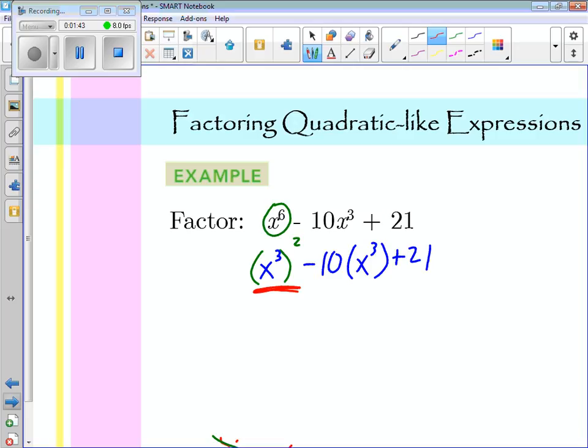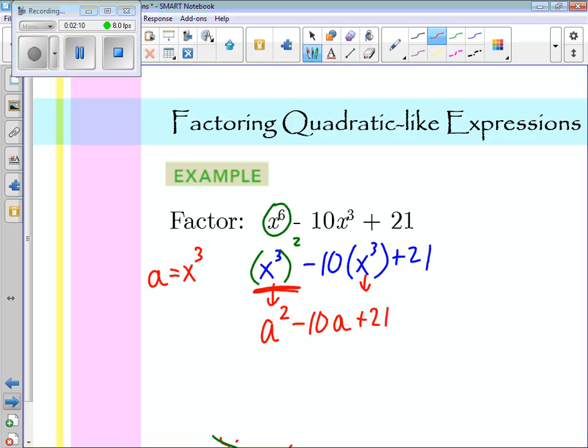So what I'm going to do is temporarily pick a letter, any letter you want. The letter I choose is not the letter you have to have. So if you want A, make A equal what's in parentheses, x to the third. If I replace x to the third with an A, you just get A squared. If I replace this x to the third here with an A, you get just negative 10A plus 21.